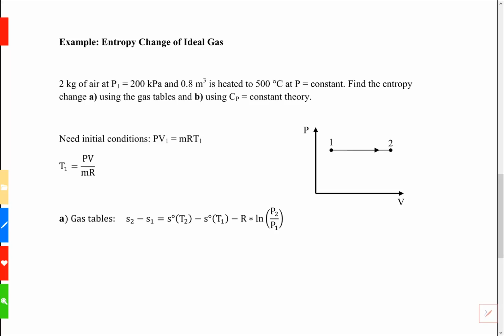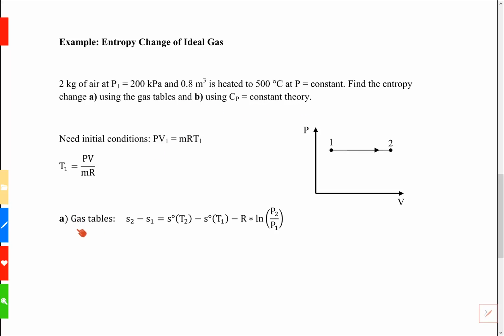In this example, we're given that we have 2 kilograms of air, and we start out with a known pressure, 200 kPa, and a known volume, and we're heated to 500 C at pressure equals constant. So here's a picture of a pressure equals constant process on a PV curve. As temperature goes up, the volume is going up from state 1 to 2. We're going to look for the entropy change using the gas tables and using Cp equals constant theory.